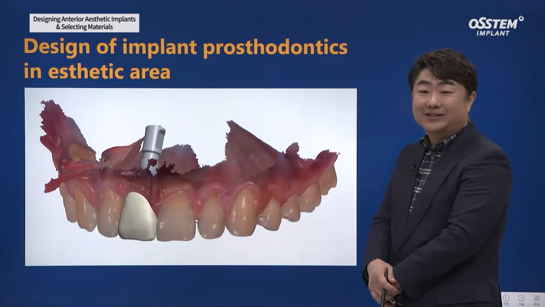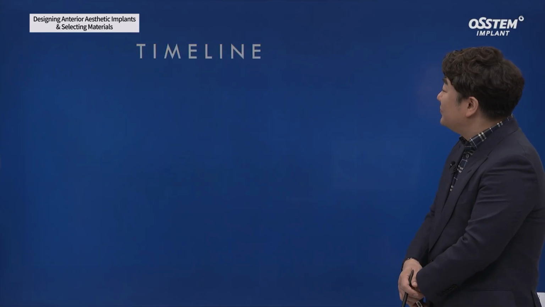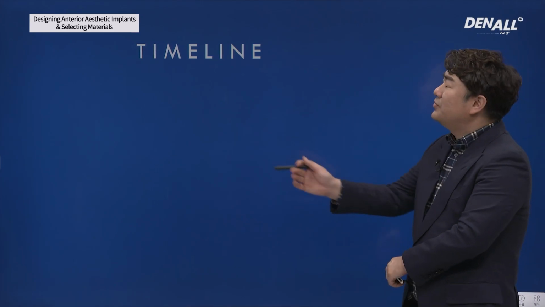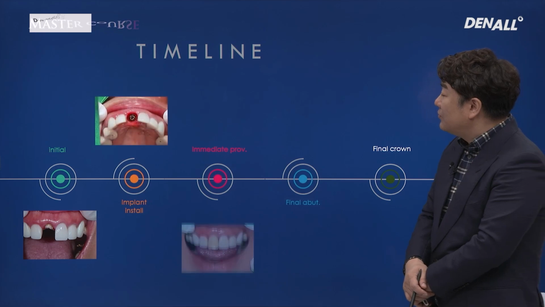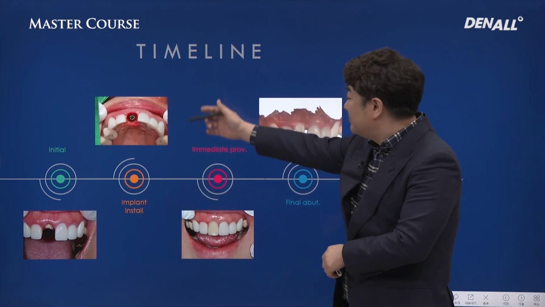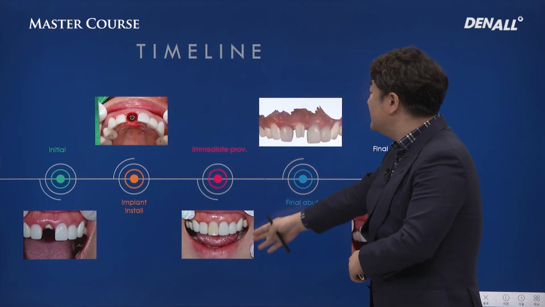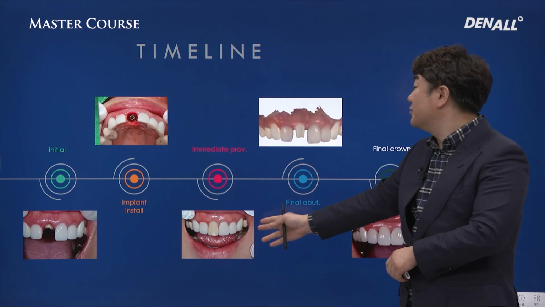Today I'll discuss the design and material selection for anterior aesthetic implants. First, let's talk about design. Looking at how treatment is approached in the aesthetic zone of the anterior region, for this patient, tooth number 11 was extracted and immediate implant placement was performed, followed by provisional delivery.